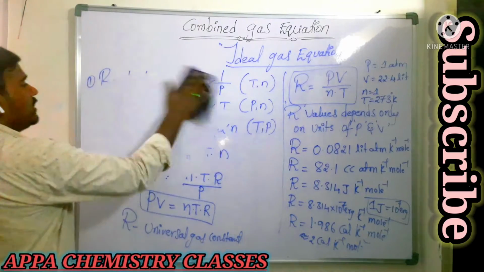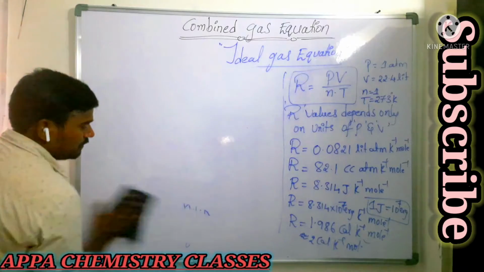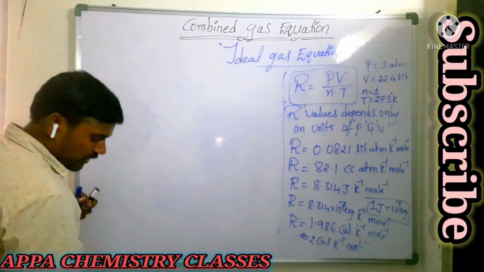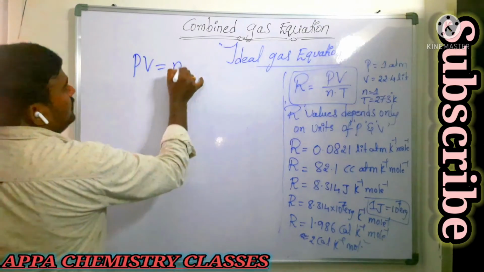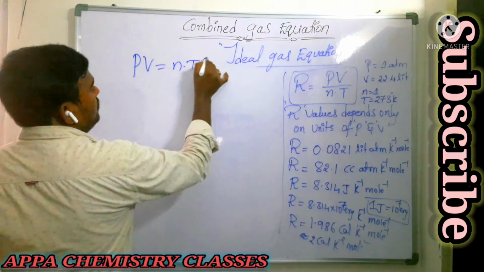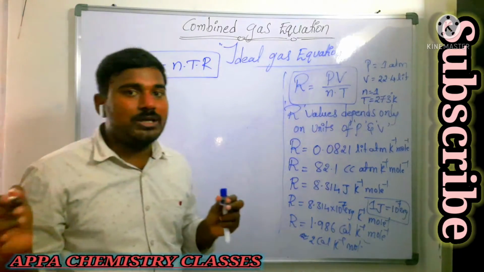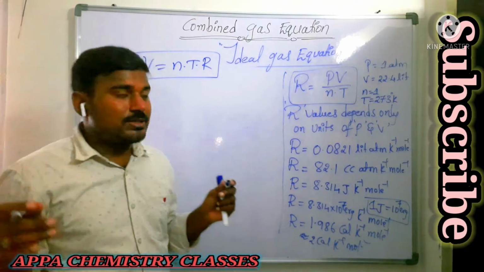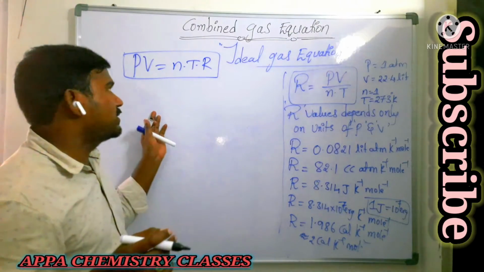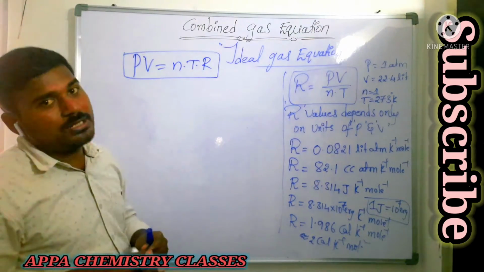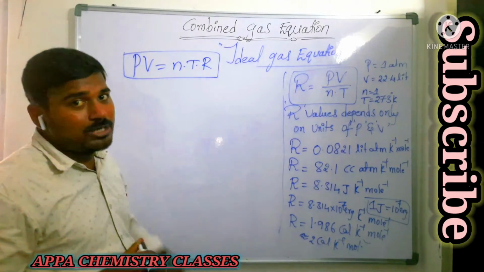Now next we are going to see the ideal gas equation. What is the ideal gas equation? PV is equal to nRT. Why is that gas equation said to be an ideal gas equation? Because this gas equation is obeyed by the ideal gas. All the gas laws are satisfied by it, so for that reason it is said to be the ideal gas equation. The gases which obey this equation are said to be ideal gases.